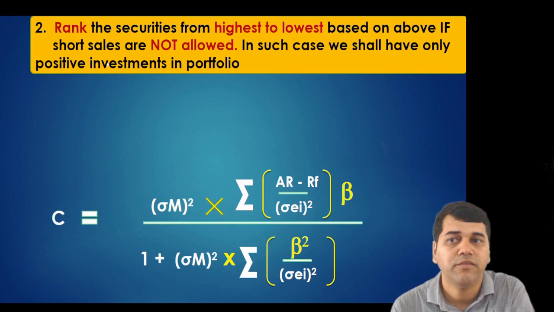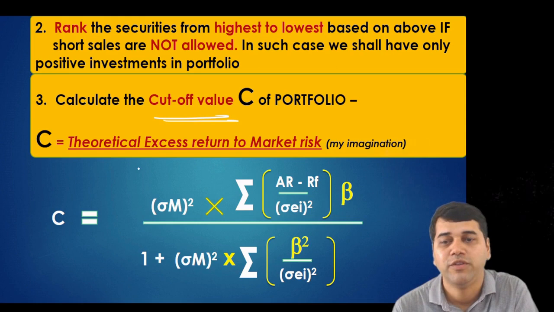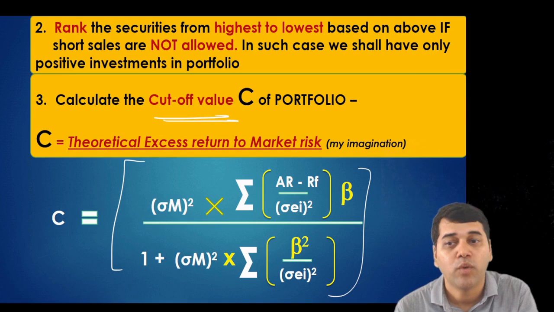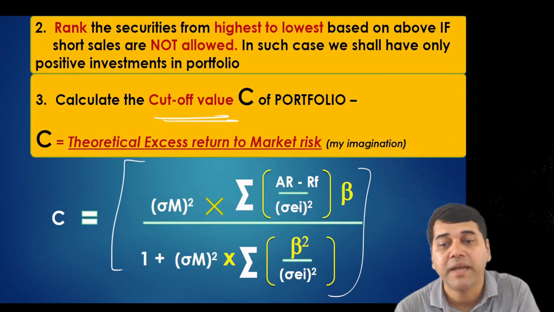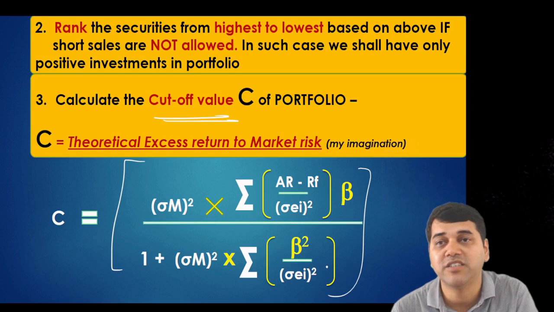Next, we rank them highest to lowest, and we calculate the value of cutoff with one big equation like this, which William Sharpe gave. C, the cutoff, is market variance into sum of actual return minus risk-free return by the unsystematic risk square multiplied with the beta, divided by 1 plus market variance into sum of beta square divided by unsystematic risk.